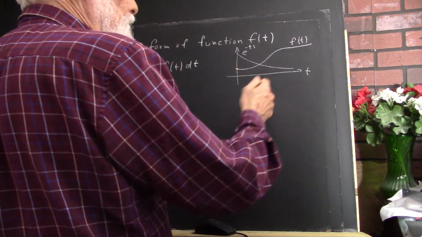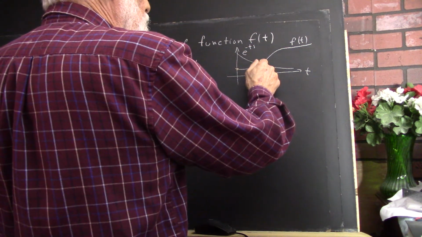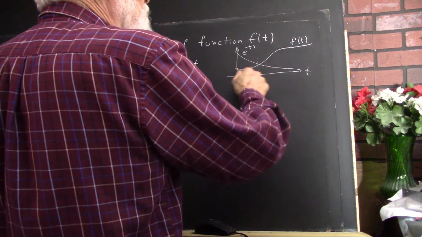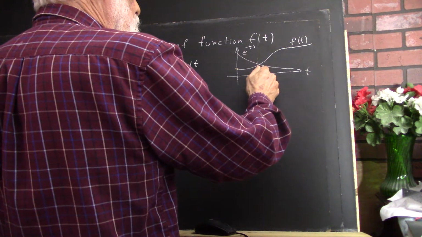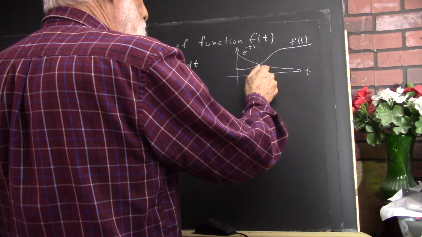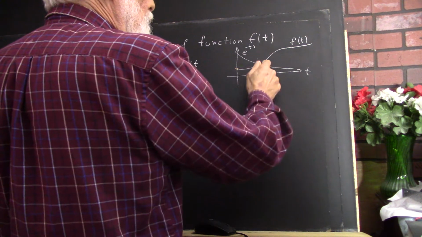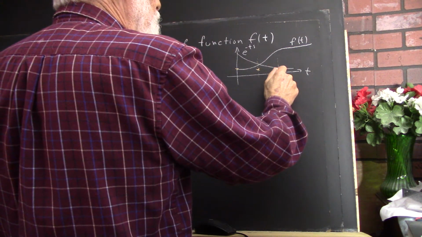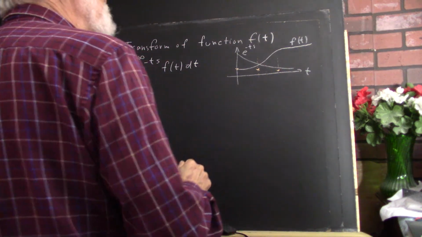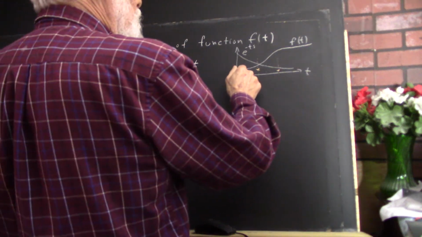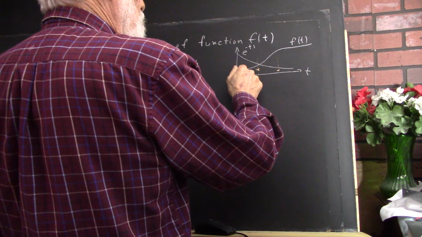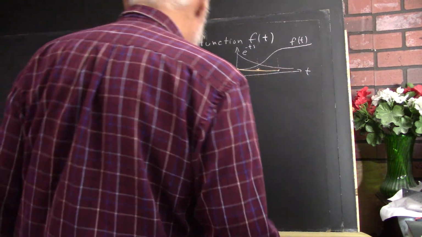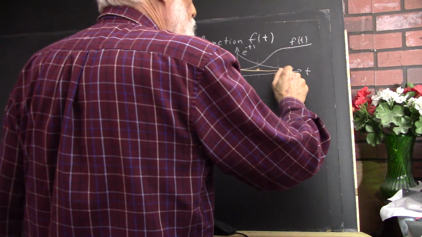By the time you get out to, say, here, e to the negative ts is about a half. So let's say e to the negative ts becomes a half right here. This means that e to the negative ts times f of t is now half of f of t. And then you get, let's say, half of that, that occurs maybe here, and you get maybe half of that. So you're actually integrating something that looks like this and continues to go on to 0.